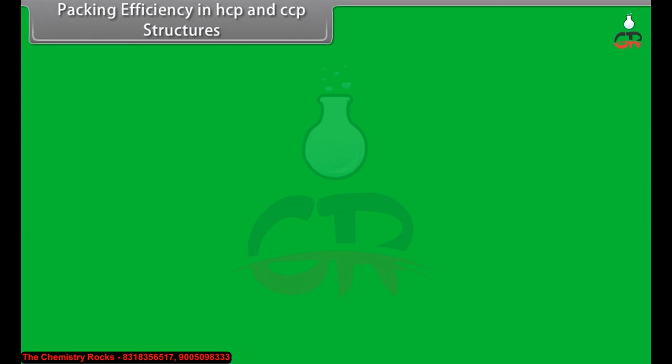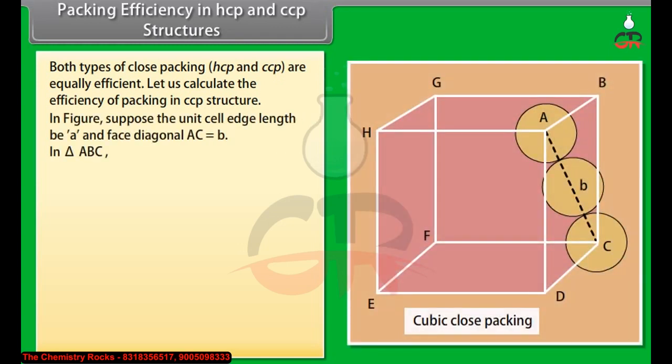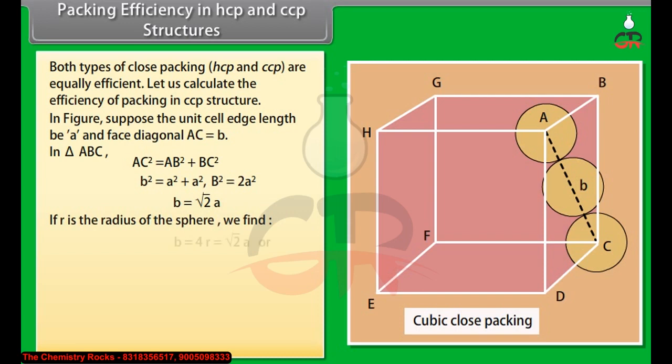Packing efficiency in HCP and CCP structures. Both types of close packing, HCP and CCP, are equally efficient. Let us calculate the efficiency of packing in CCP structure. In the figure, suppose the unit cell edge length AB is a and the face diagonal AC is b. In triangle ABC, AC² = AB² + BC², or b² = a² + a² = 2a², or b = √2a. If r is the radius of the sphere, we find b = 4r = √2a, or a = 4r/√2, which is equal to 2√2r.